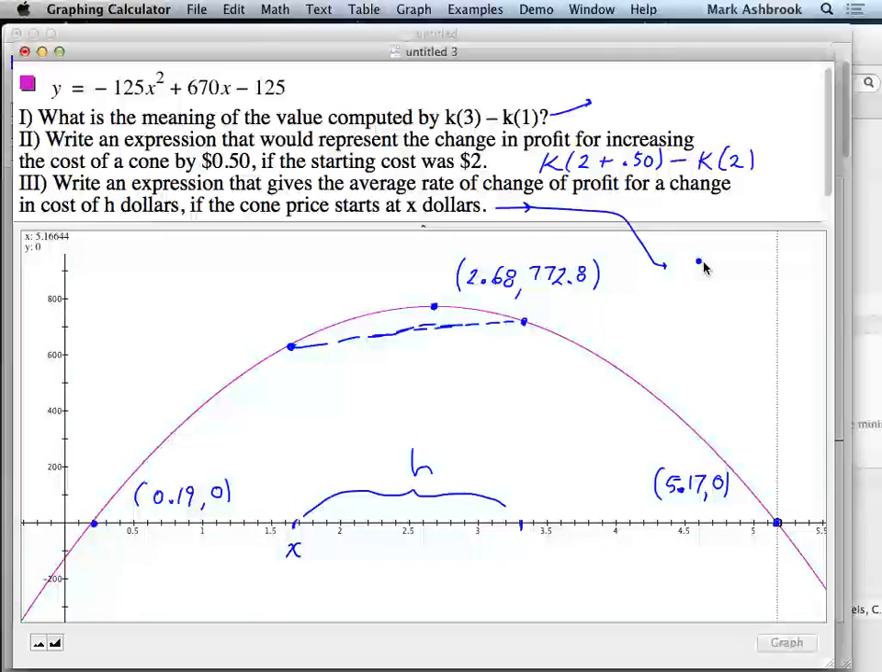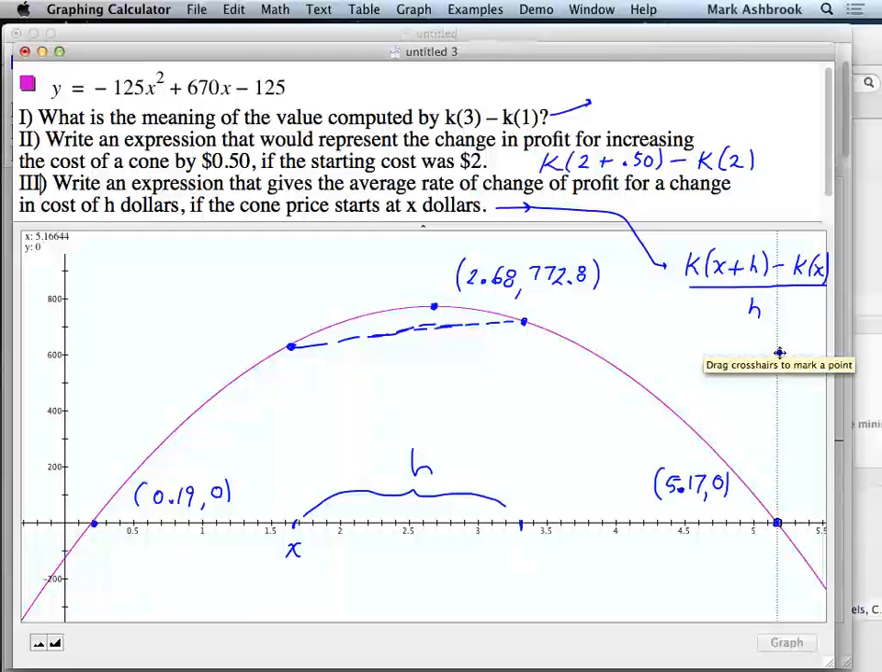K of x plus h minus k of x, over x plus h minus x. So what does the bottom represent? This is the change in price, so just h. Change in profit over the corresponding change in price gives you the average rate of change of profit starting at any cost x and then having an increase of price of a cone of h.